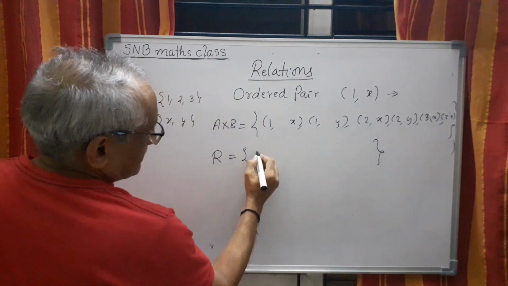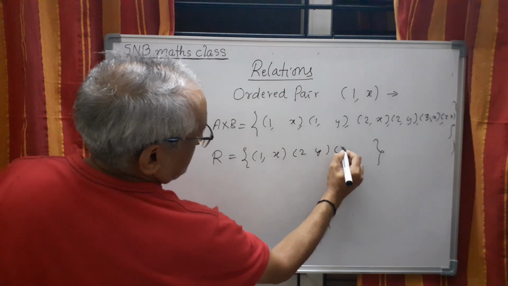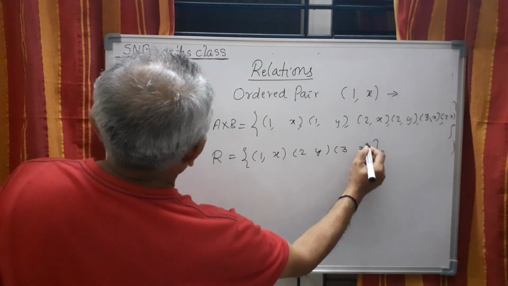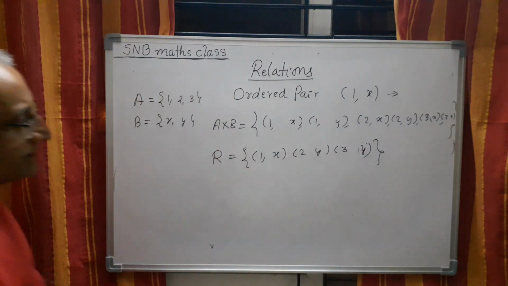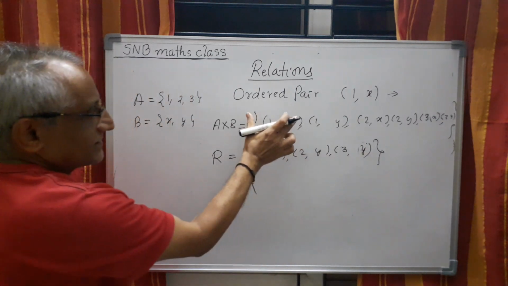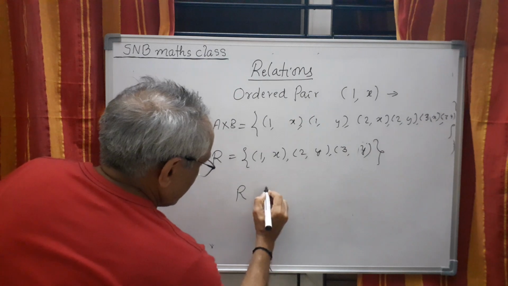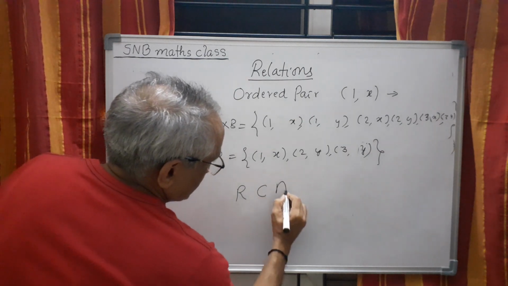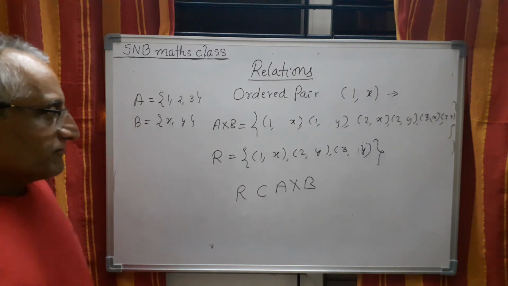Like this. Let me take, for example, 1x, then 2y, then 3y. Sorry, 3y, Z is not there. So this is a subset of this set. So what is the meaning of relation? Relation R is a subset of A cross B. So this is the meaning of relation.